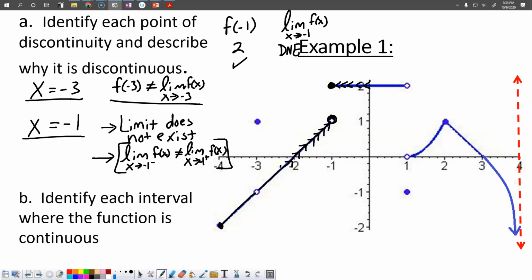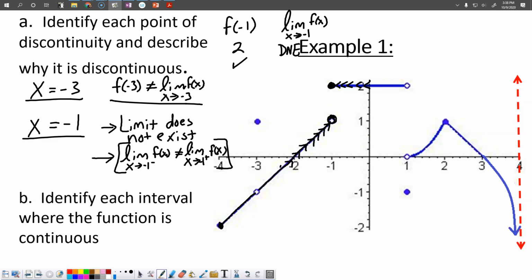Okay? The reason why I think it's important to be specific is because there's another reason why a limit may not exist. Sometimes limits don't exist because they are infinite limits. That's when you have vertical asymptotes. So I think we need to be more specific than just saying the limit does not exist.